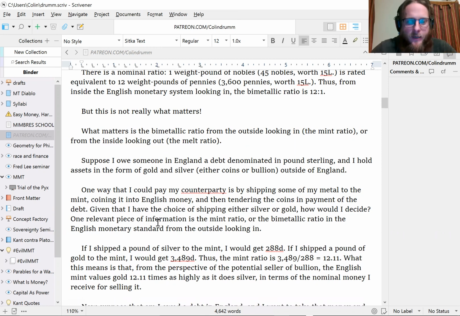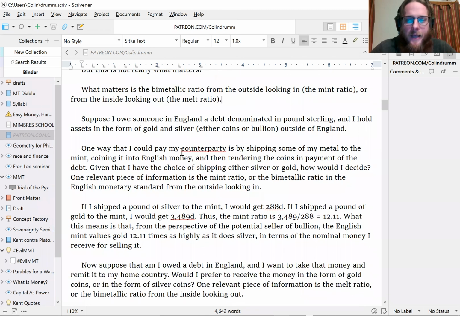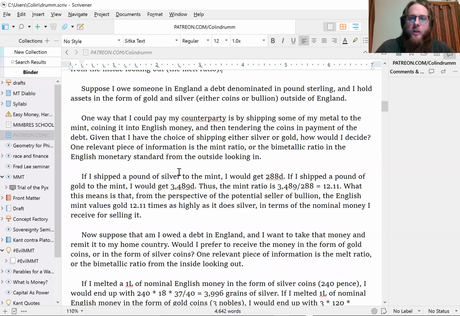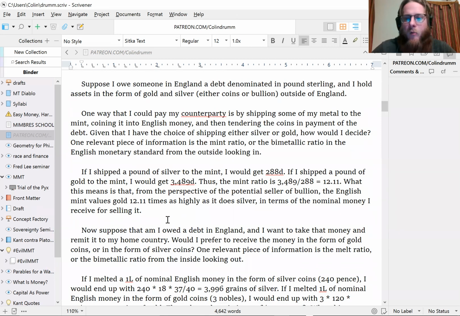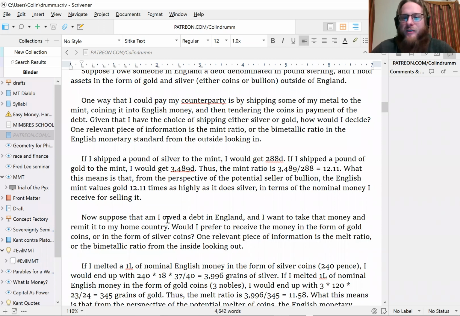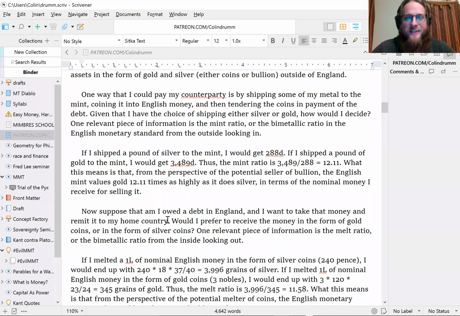Suppose I owe somebody in England a debt in pounds sterling, and I have gold and silver outside of England. One way that I can pay is by shipping metal to the mint, coining it, and then tendering the coins. So how would I decide whether I want to ship my silver or my gold if I had the option? One relevant piece of information, and there's more information I'd need to know to make a real business decision, but certainly one of the things I would need to know is the mint ratio.